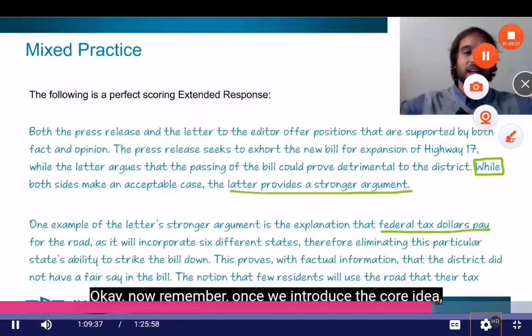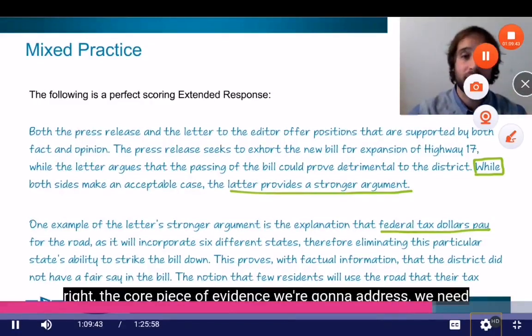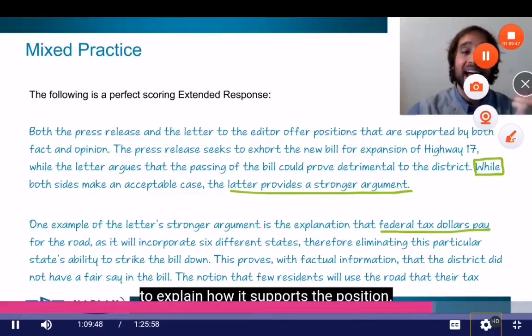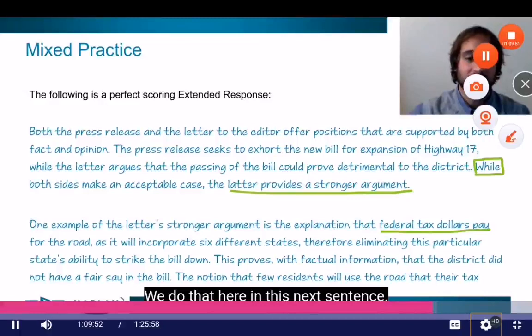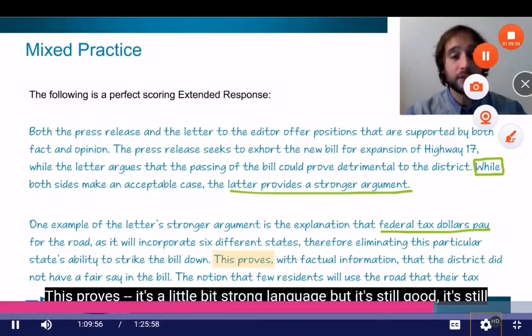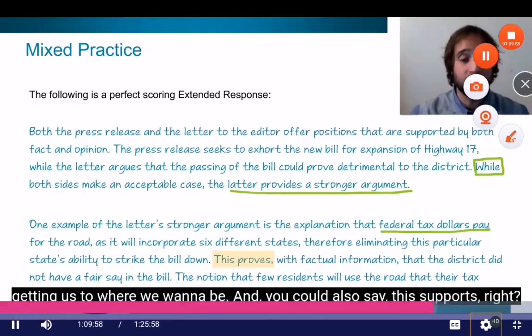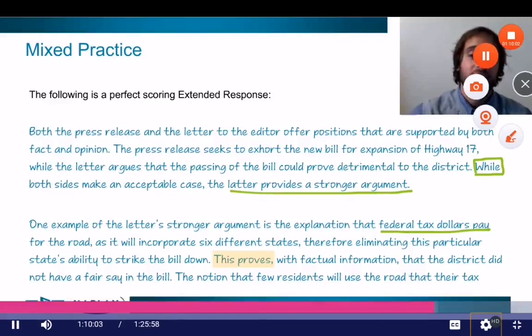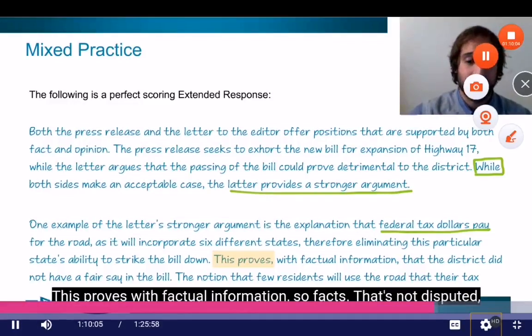Now remember, once we introduce the core idea, the core piece of evidence we're going to address, we need to explain how it supports the position. We do that here in this next sentence. This proves, that's a little bit strong language, but it's still good. It's still getting us to where we want to be. You could also say this supports. This proves with factual information, so facts, that's not disputed.